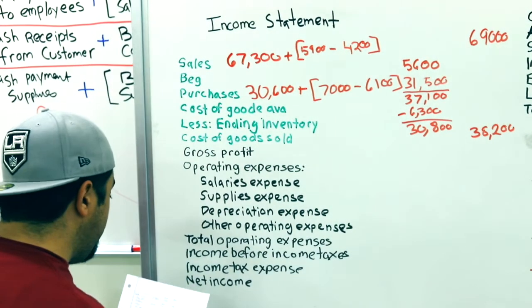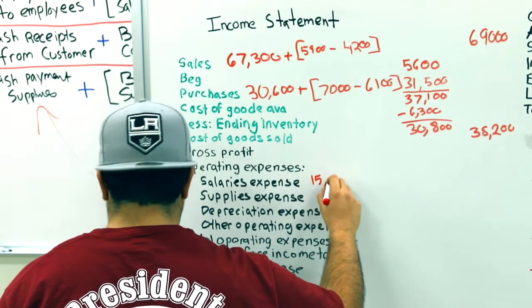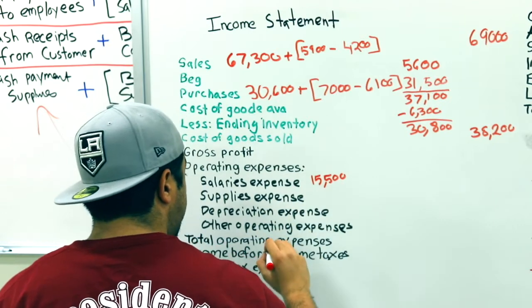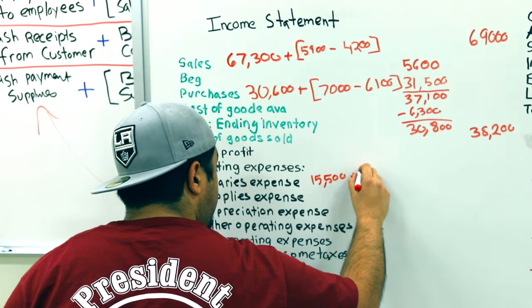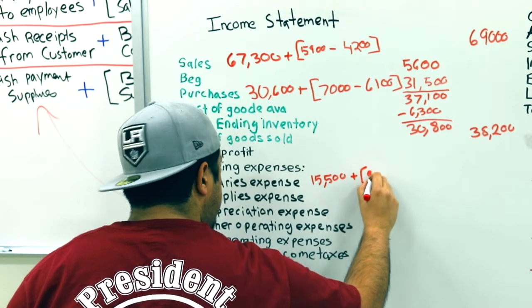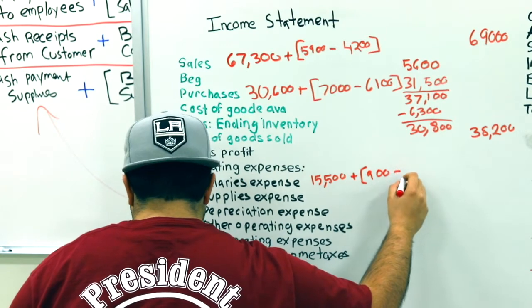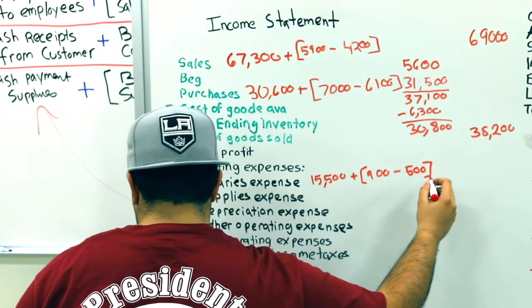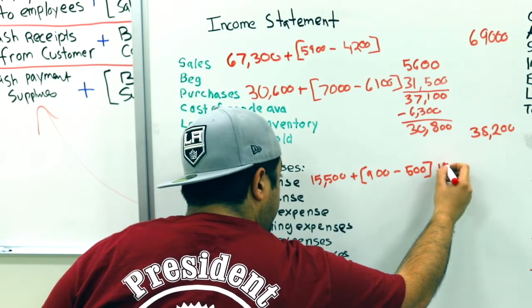So we get 15,000 given of total cash payment plus another net of ending of 900 minus beginning of 500, giving us 15,900.